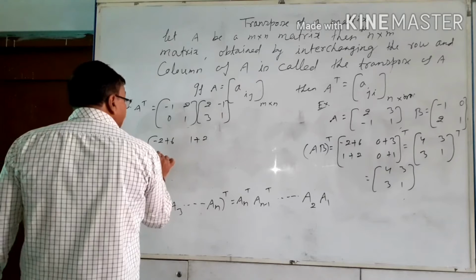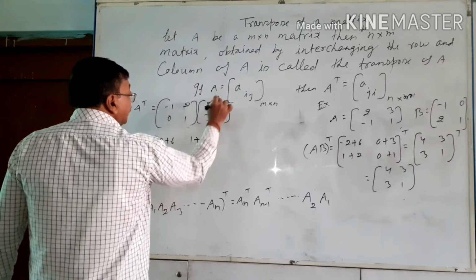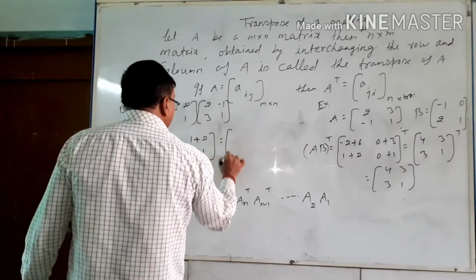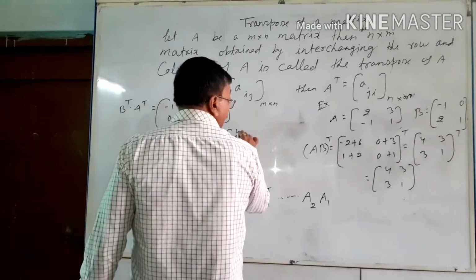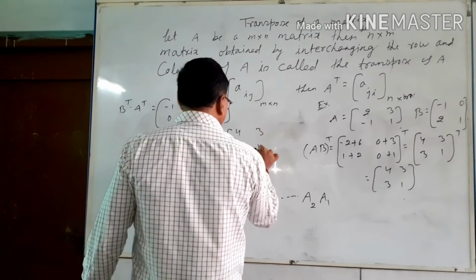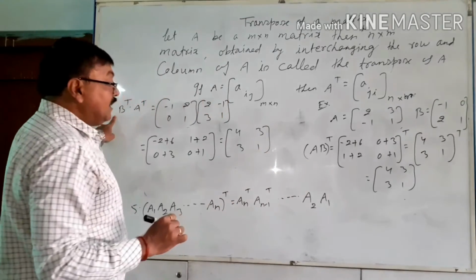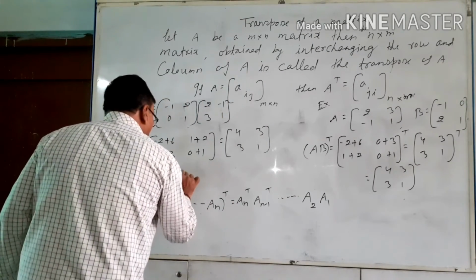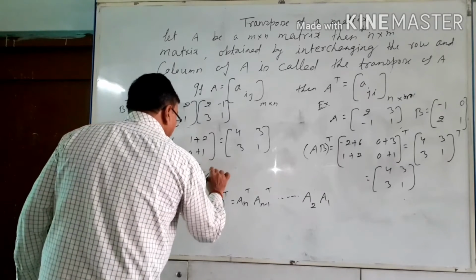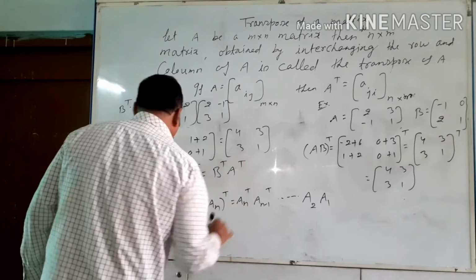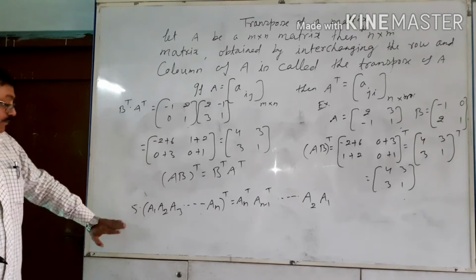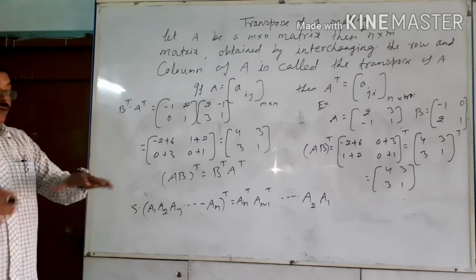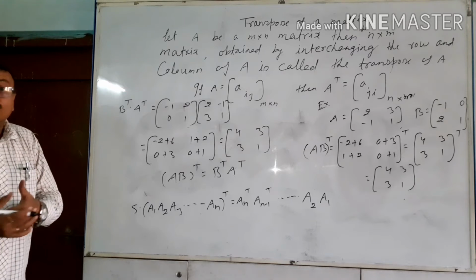Second row, first column, 0 plus 3. Second row, second column, 0 plus 2. The result is 4, 3, 3, 1. What happened? (AB) transpose equals B transpose A transpose. And the fifth property is just an extension of the fourth property.